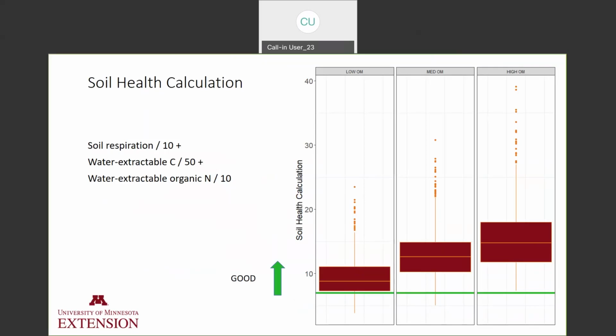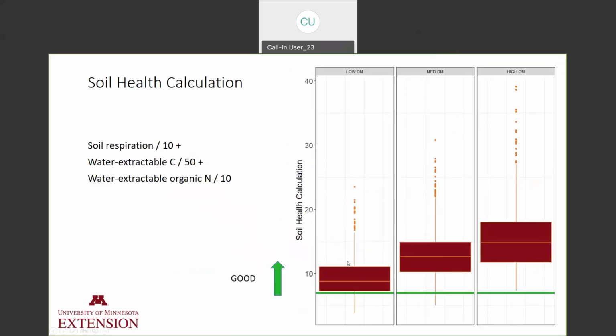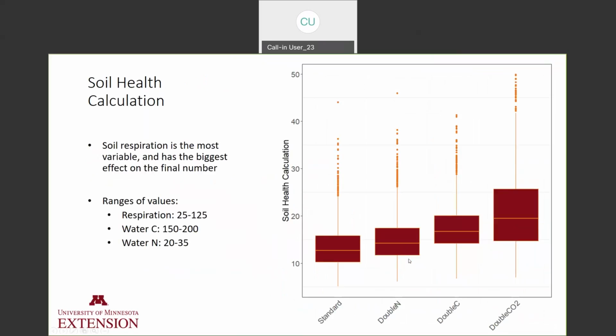I did the same exploration with the soil health score to get a sense of which of the measurements used in the calculation had the most effect on the overall score. So once again here, the first box represents the standard score from the medium organic matter soil, so it's exactly this number. And then in the next box, I doubled the nitrogen value, the water extractable nitrogen. In the next box, I doubled the water extractable carbon. And in the last box, I doubled the soil respiration number.